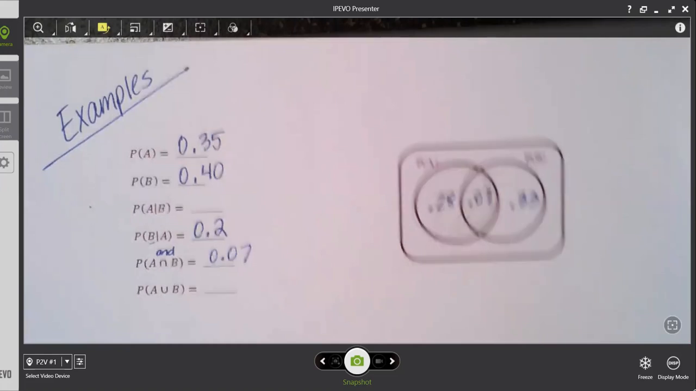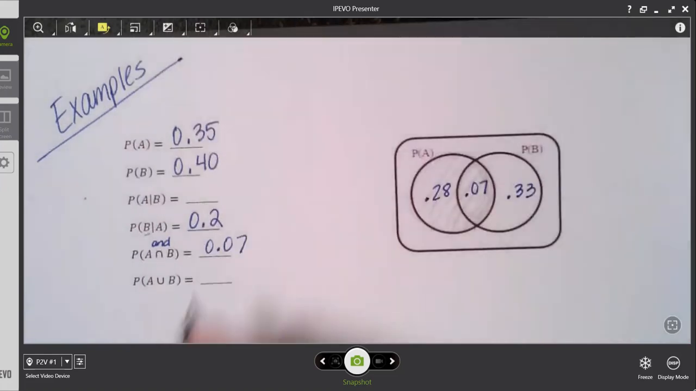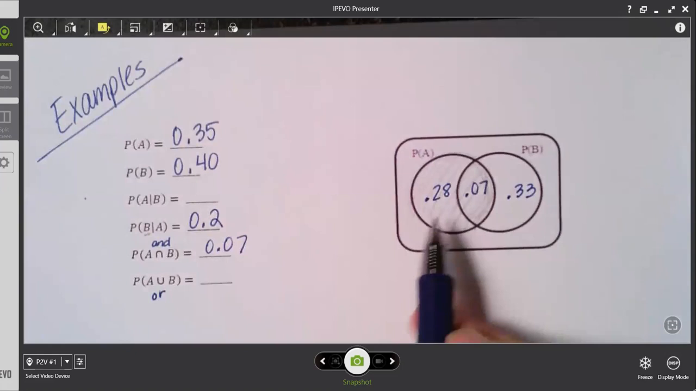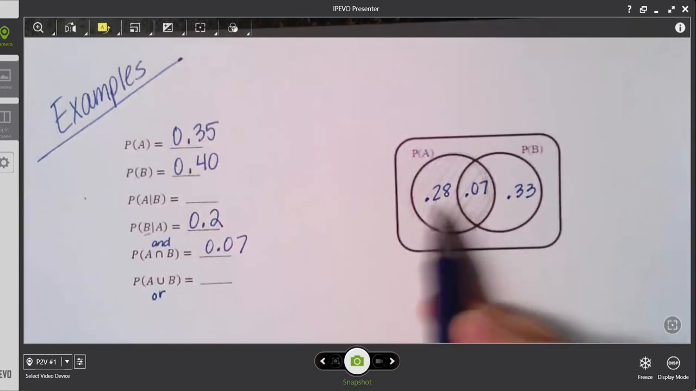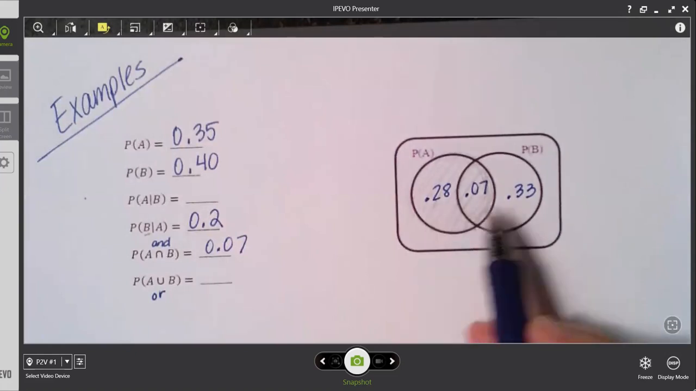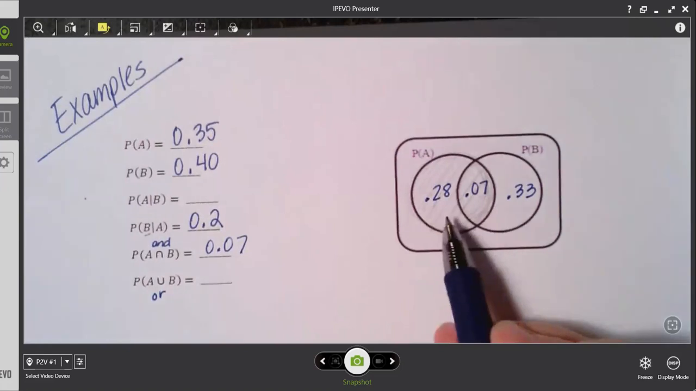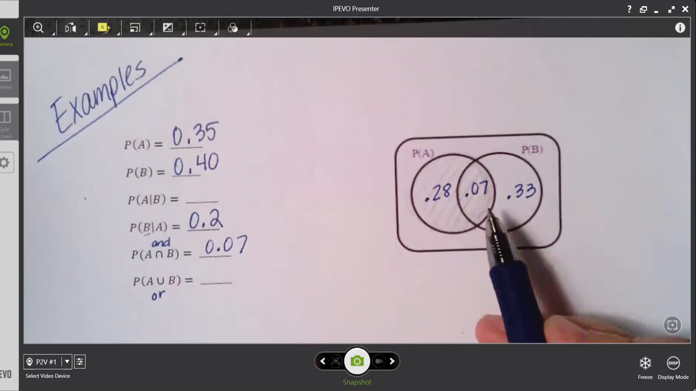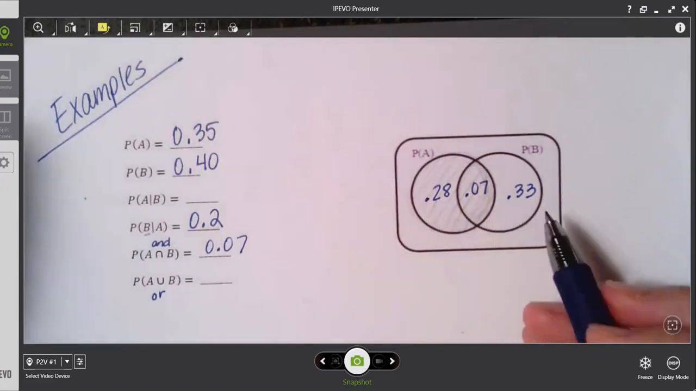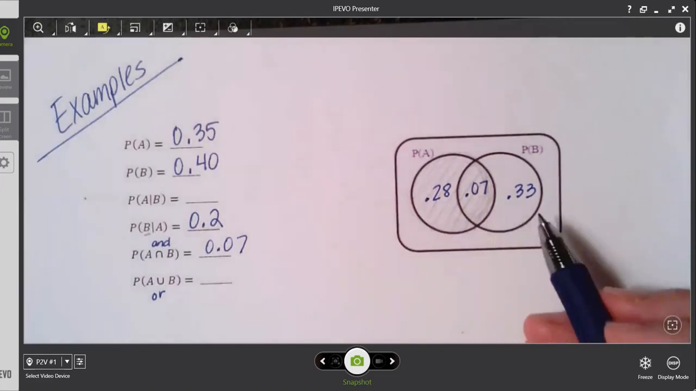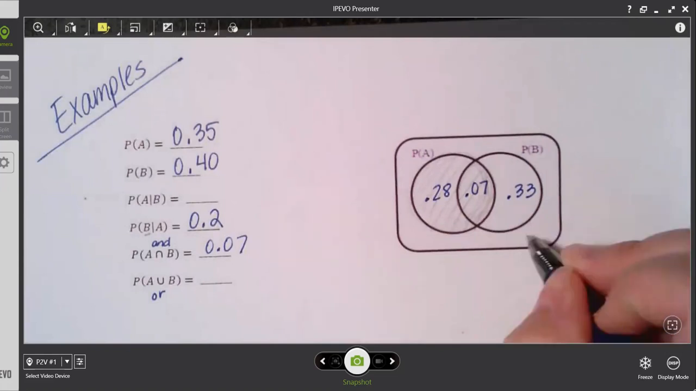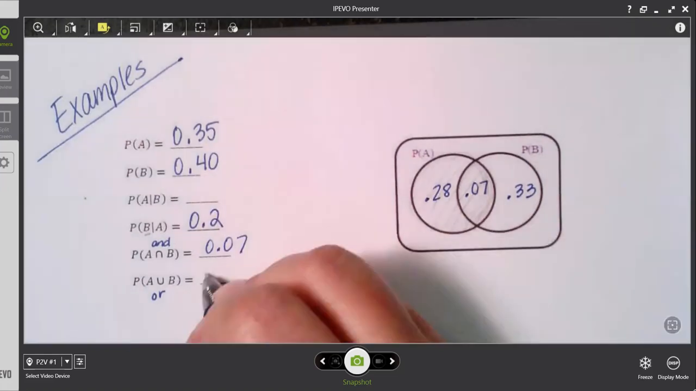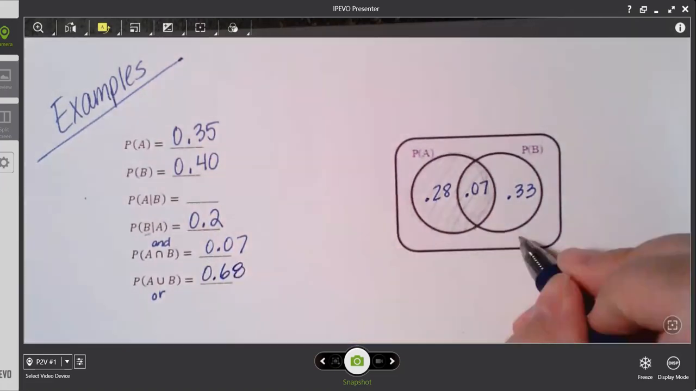Now, this is OR, probability of being in A or in B, and that's basically just union, that's everything put together. So if I put all this together, 0.28 plus 0.07 plus 0.33, that gives me, let's see, 0.68. And so that tells me that the probability of being in either of these is 0.68, which would also tell me that out here is 0.32.